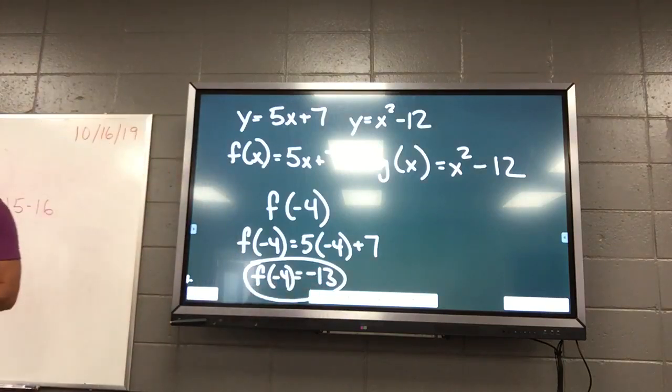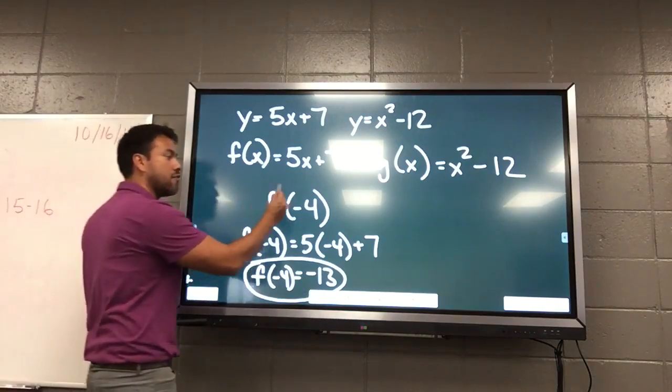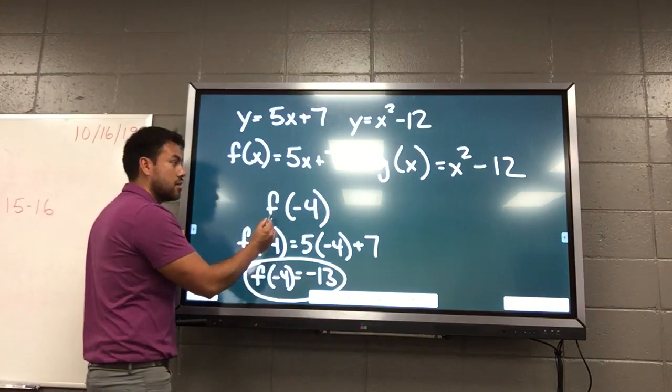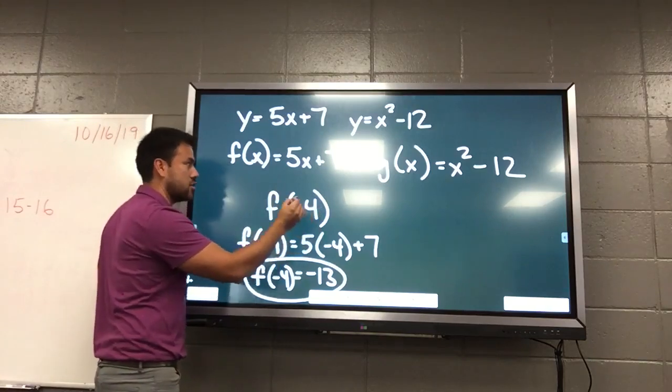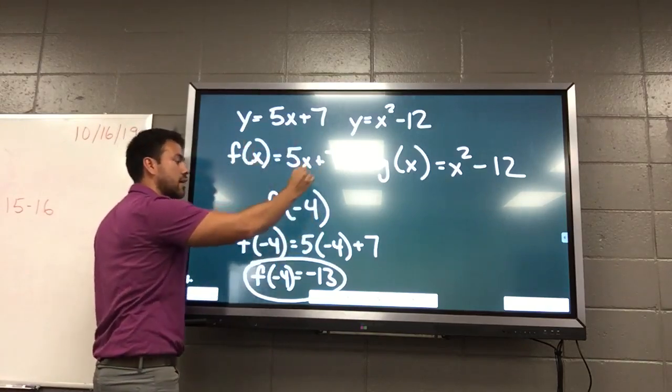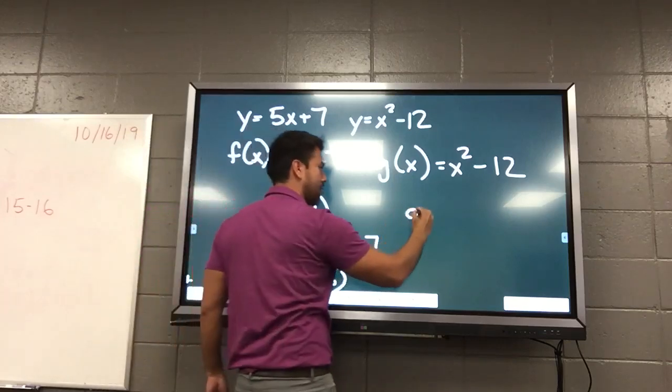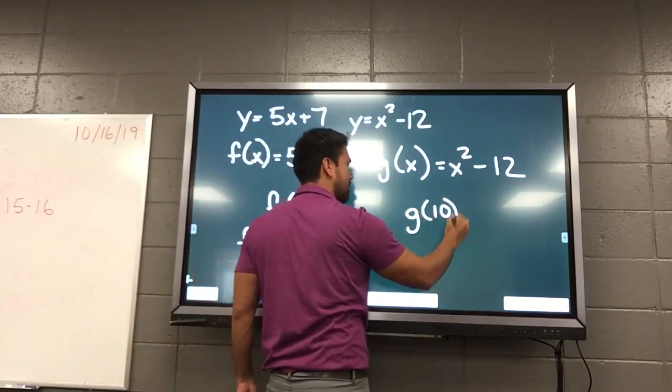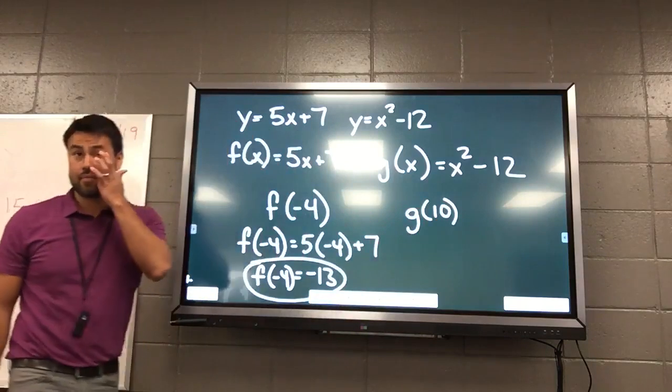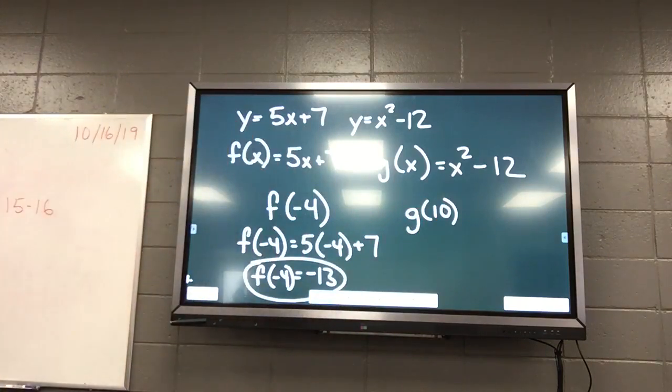So, yes. Because I was looking for f of negative 4. So it'll ask you for f of 10, and you're like, okay, I have to look at this one. If it says g of 10, what do you give me? Go ahead. Find g of 10. I don't know what that is.